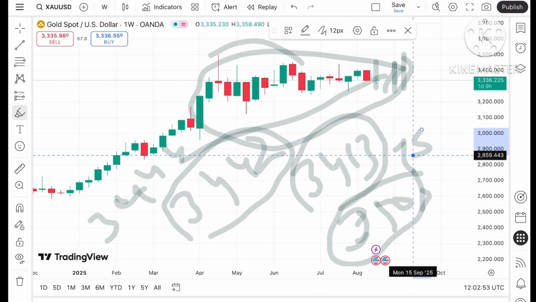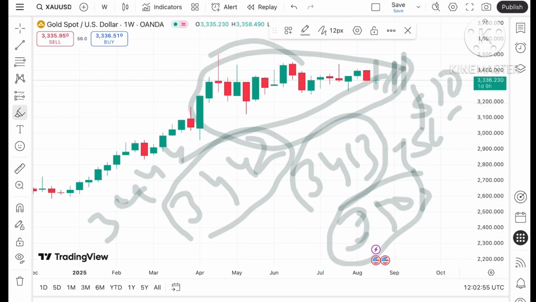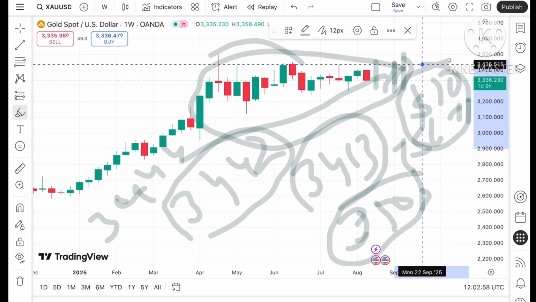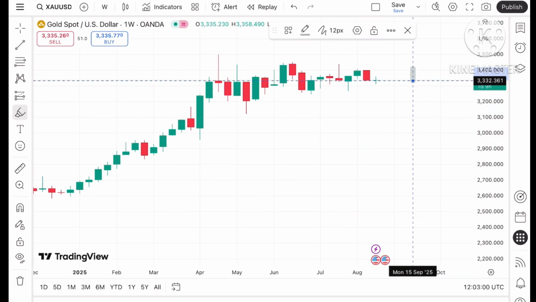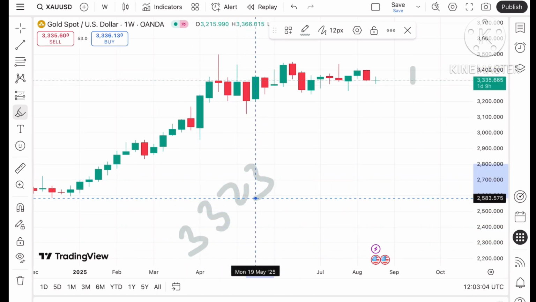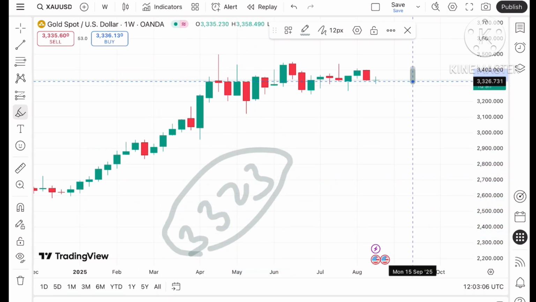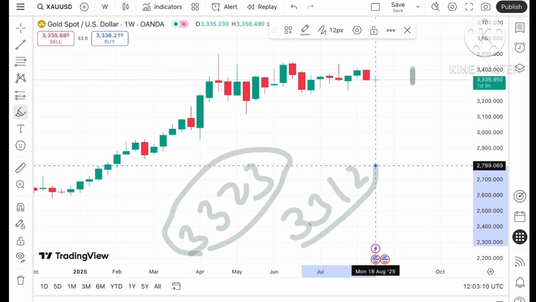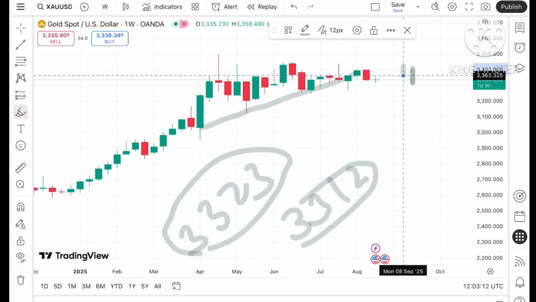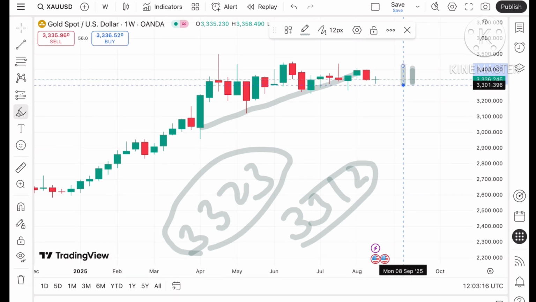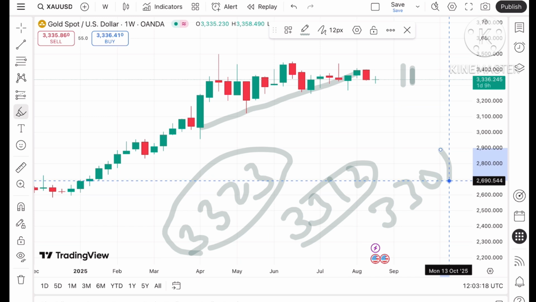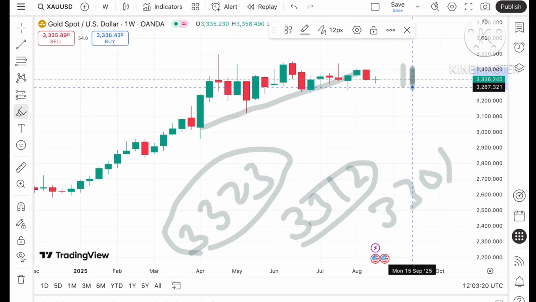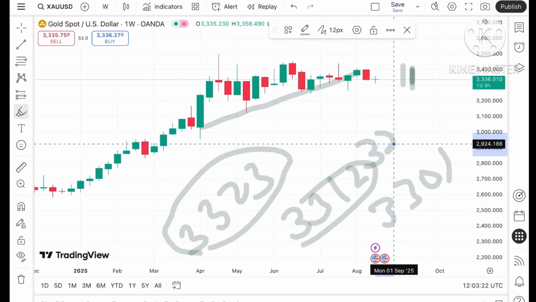So you can trail your SL by $10 to $15, so you can capture a big movement towards an upside. But suppose if the price started falling below this level, we can see a level of $3323. Okay, and if that didn't sustain, a further downfall can be seen towards $3312. Okay, and there will be a zone breakout, so the price can move further low, and after that the price can move towards a level of $3301, and then a further downfall can be seen towards a level of around $3290.